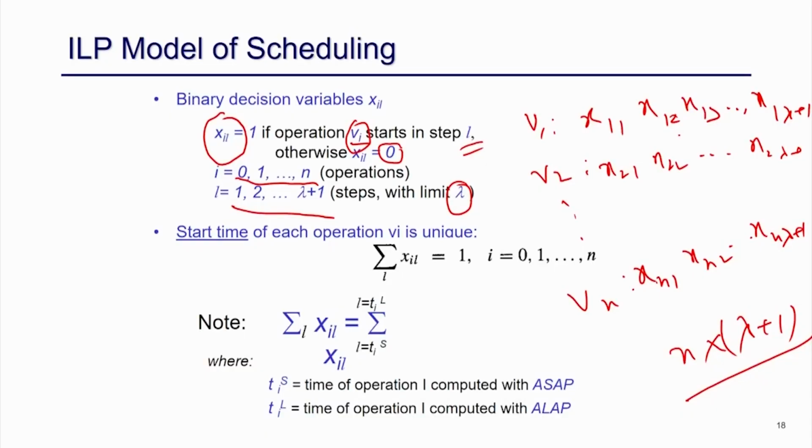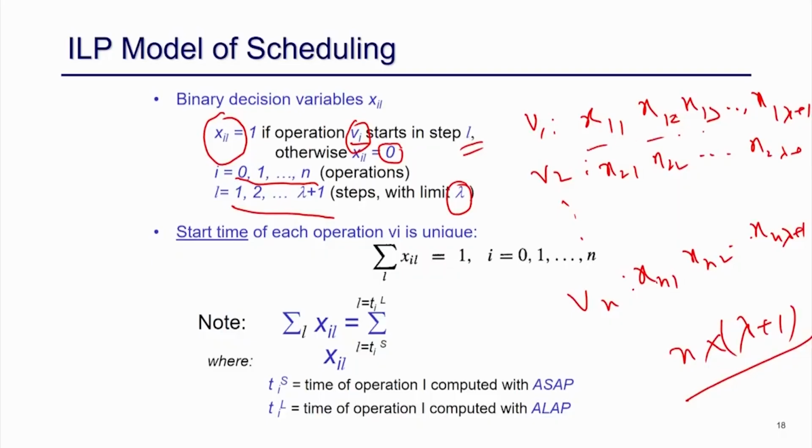And now, what are the constraints I am going to use? The start time of each variable is unique, right. So that means you cannot start an operation in multiple time steps. It has to start in some time step. So only one of these n lambda plus 1 variables can be 1 for V 1. Similarly, for V 2, exactly one of these lambda plus 1 variables will be 1.